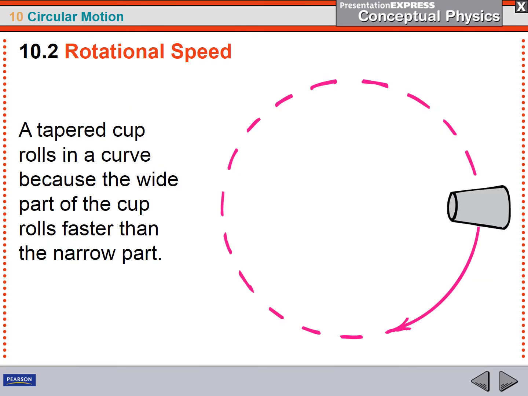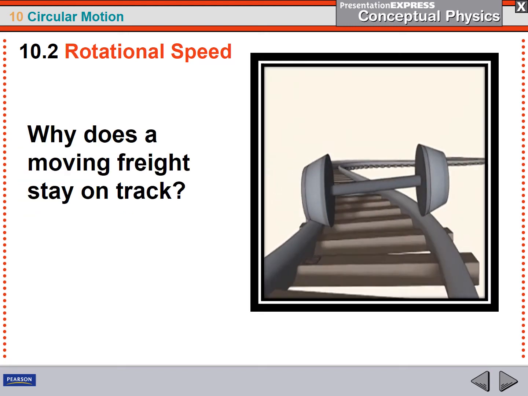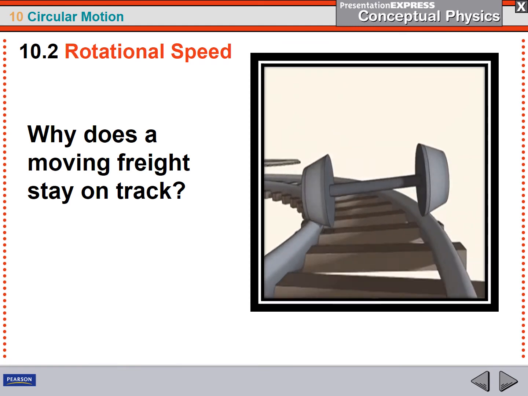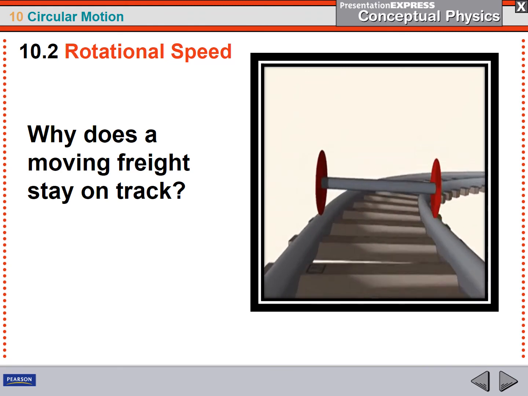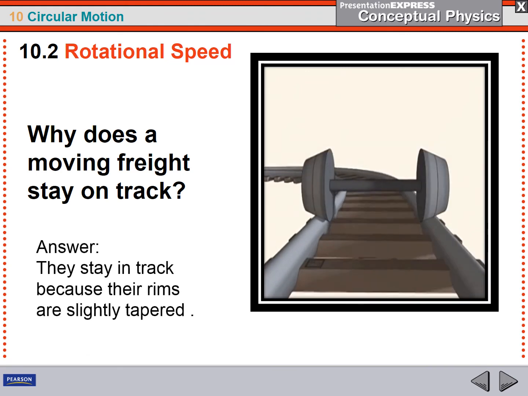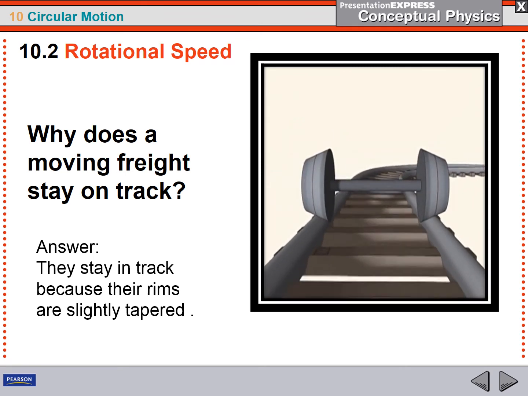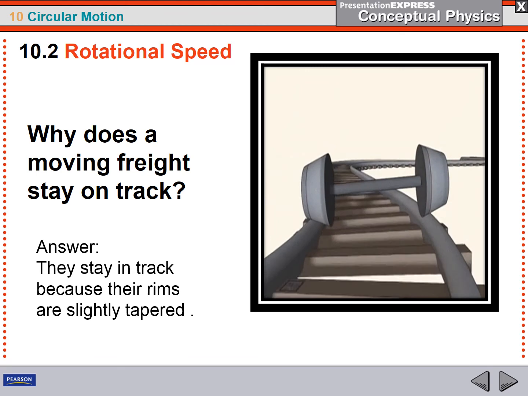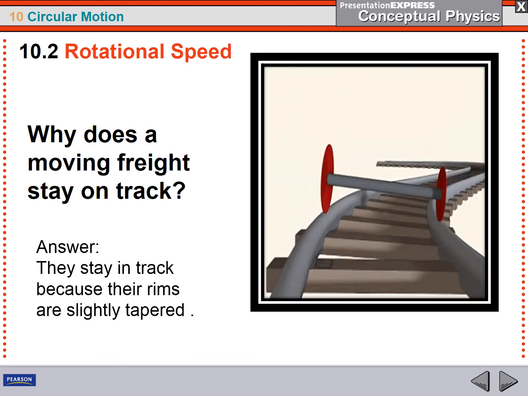It says that a tapered cup rolls in a curve because the wide part of the cup rolls faster than the narrow part. This example is being used in freight trains. So, why do moving freight trains stay on track? That's because their rims are slightly tapered. The wider part of the rim travels a greater distance per revolution.